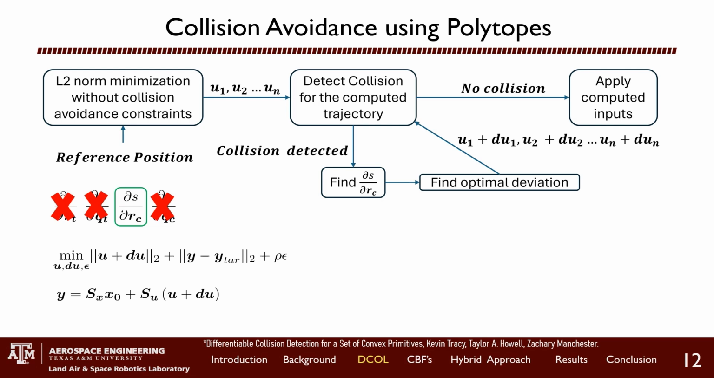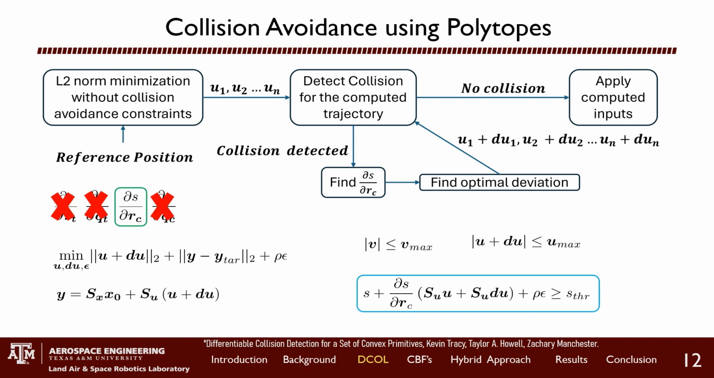And this can be achieved by solving this additional quadratic program where the objective is to find the du such that whatever the inflation factor that we had previously, now it is being modified by this additional divergent du, and then the combination of this previous inflation factor and the modification should be greater than the threshold that we have set.